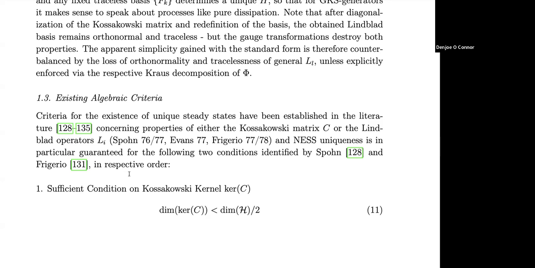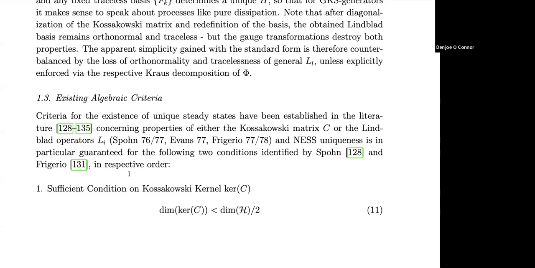And then you could look at the fixed points of this. So those are in the kernel of the Lindbladian. And then the question for a long time was, how can we identify Lindbladians that have unique fixed points and ones that have multiple, that could settle to a multitude of states?